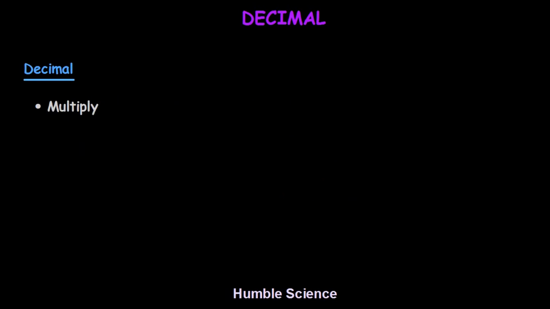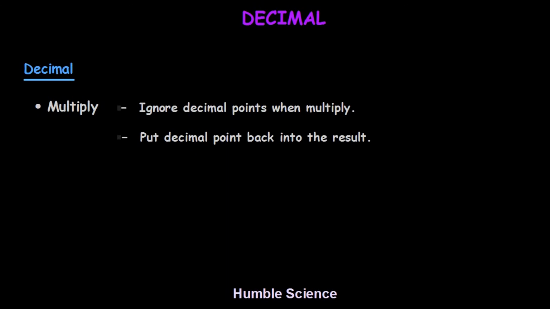Now let's try to multiply decimals. We can first ignore all the decimal points and just multiply normally like in regular numbers. We can then put a decimal point back into the result. Let's try to multiply 35.45 and 4.8. I'm going to set it up over here. 35.45 times 4.8.